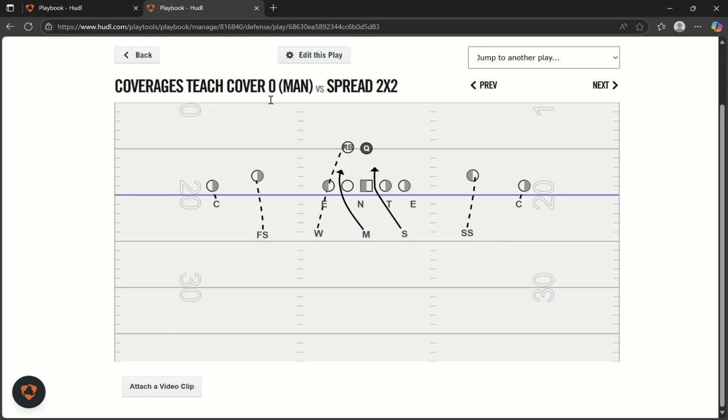When you hear cover 1, cover 2, cover 3, the coverage is named based on how many deep defenders you have back to defend the deep zones. So in this coverage, we have no deep defender. It's straight man to man, so we call this cover 0, or just man.